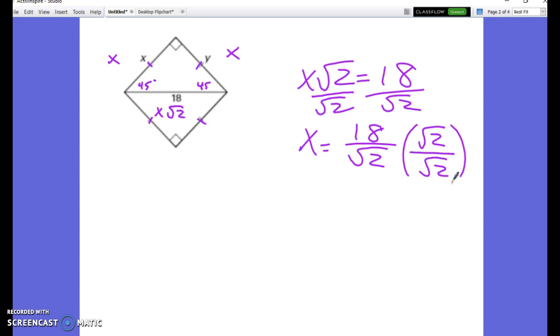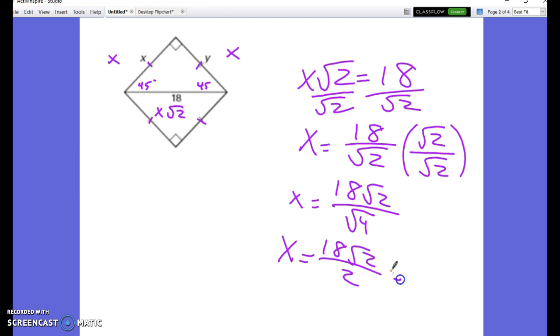Okay? Why am I doing this? Well, good things happen. Up top, I get 18 root 2. And down low, what is square root 2 times square root 2? Square root of 4. But what's nice about square root of 4? It's 2. You created a perfect square. So now I have 18 root 2 over 2.